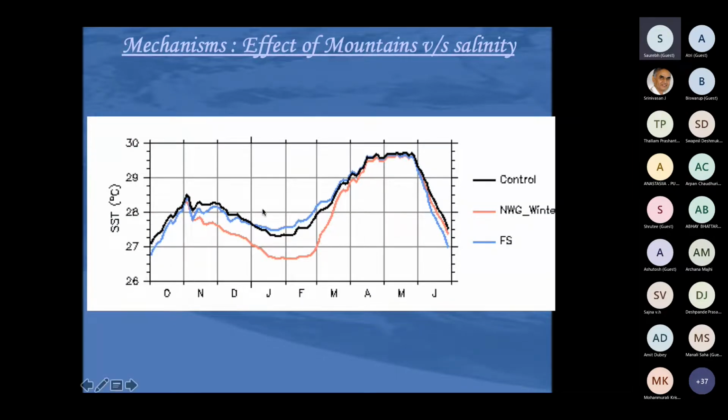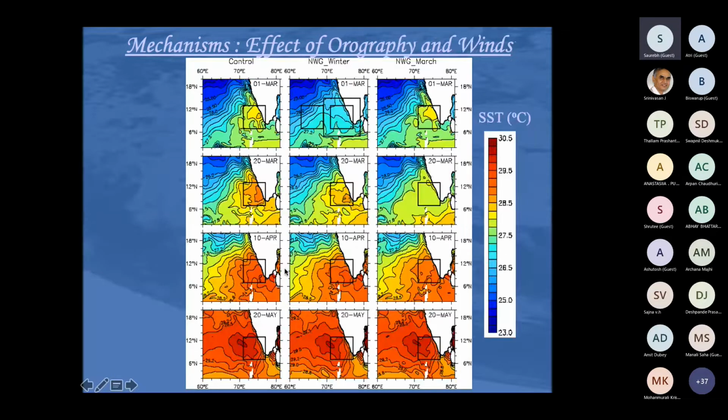Now, this is the result from that experiment. The black is the control one with all processes, and the blue is a previous one where we had the fixed salinity, and the red is mimicking the effect of the mountains. Now we have something interesting here. What this shows is that when the Western Ghats is not here, the winds would be stronger, and in that particular case, the temperature is much cooler. And the temperature being much cooler suggests that the warm pool doesn't form if the mountains are absent.